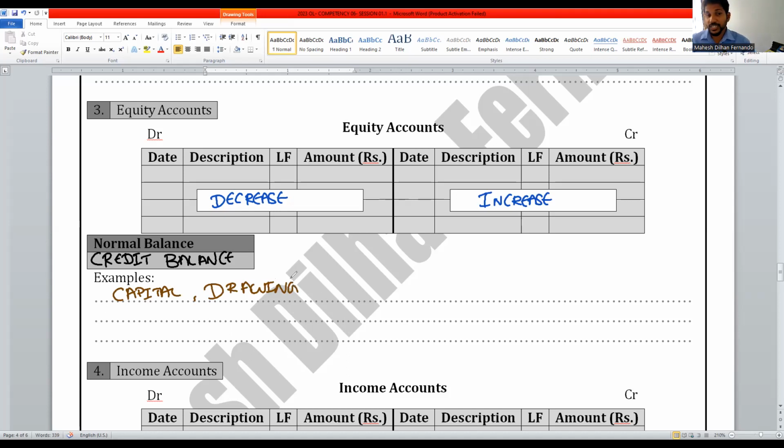Remember, drawings is an equity account. It is not an expense. Drawings is an equity account. Are you all with me? Good. Now the next.